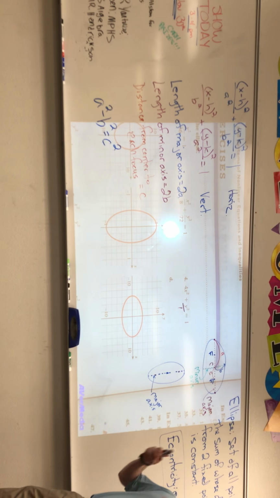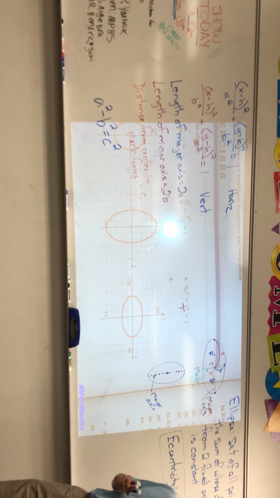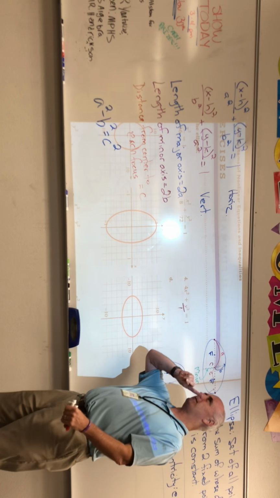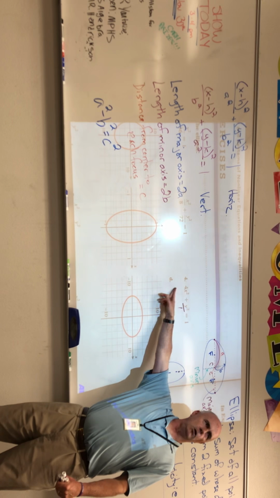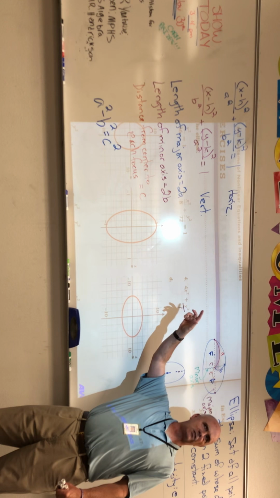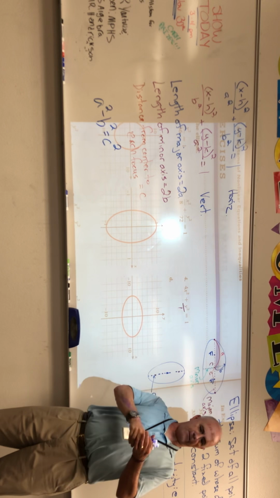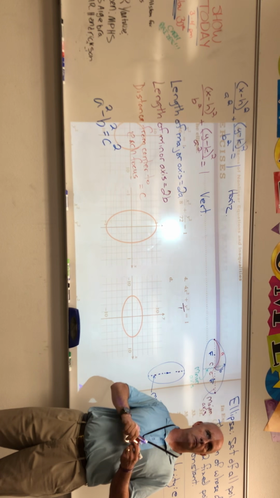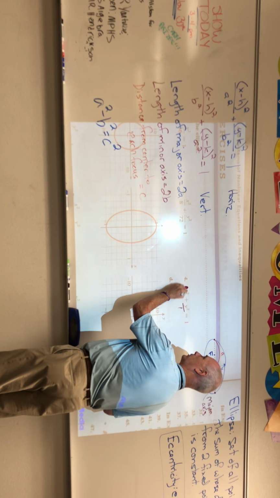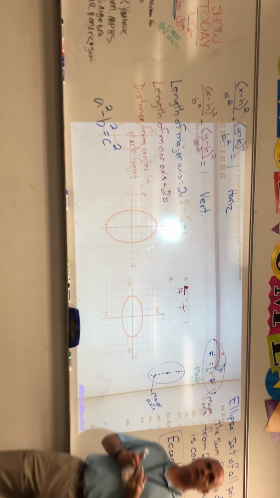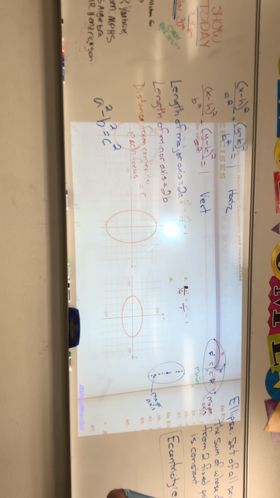Well, would 4x squared be the same thing as x squared over 4? No, not the same, but you're onto something. Hang on, let me think this through for a second. We're multiplying by 4, right? Multiplying by 4 is the same thing as dividing by 1/4. With me? And so now, are we in the form we want to be in?